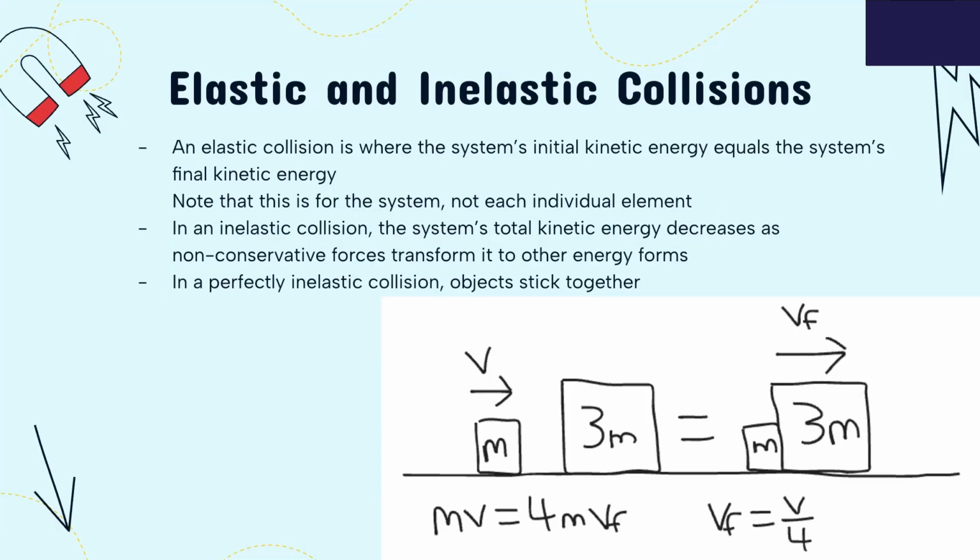Here I included an example so you can see how it works. An object of mass m is moving at v to the right. It collides with an object of mass 3m, and they move together at a final vf. Because of conservation of momentum, we can solve for vf. Then you can solve for the initial kinetic energy, 1/2 mv squared, and the final kinetic energy, 2m times v squared over 16. Clearly, the final kinetic energy is smaller.